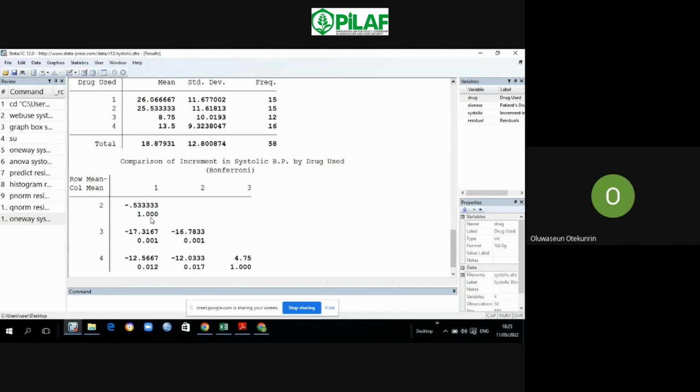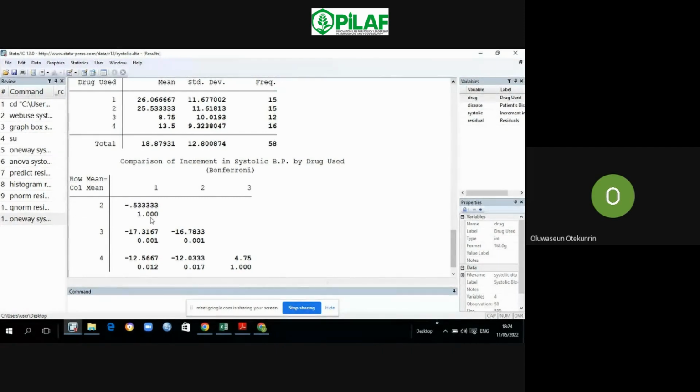So what can we bring out of the one-way ANOVA? Number 1, we have established that the factor drug contributes significantly to increment in systolic blood pressure. We have established that. The next question now is, which of those drugs? Is it drug 1 or drug 2 or drug 3 or drug 4?